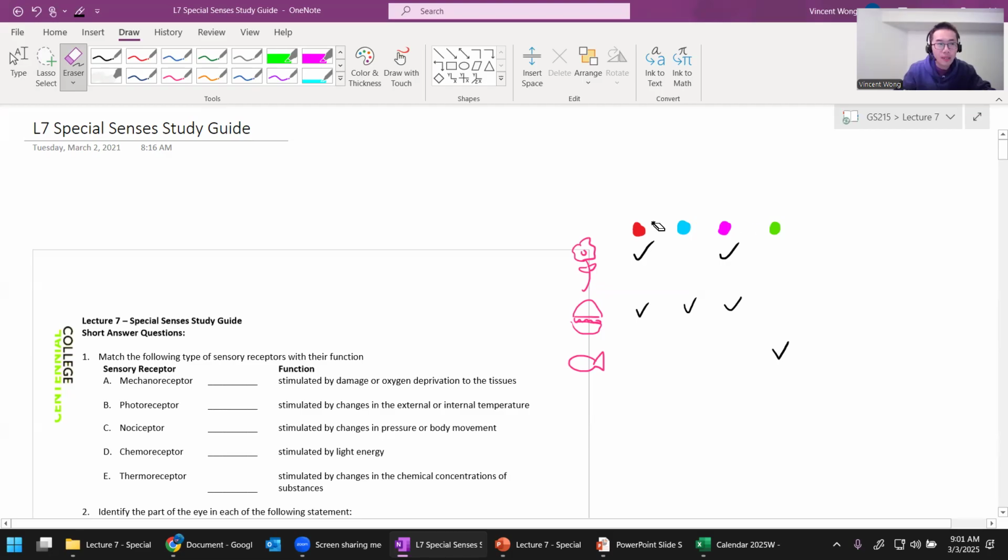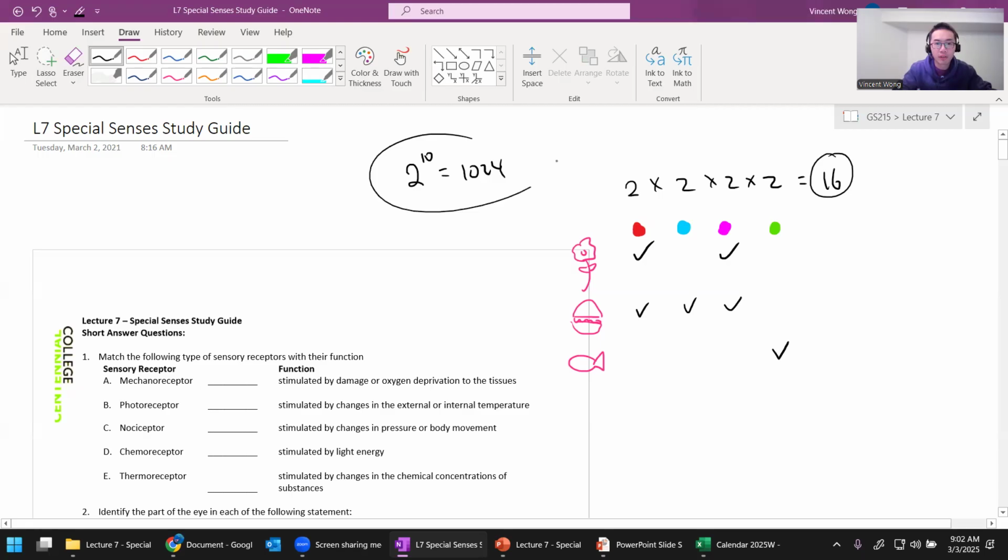So with four receptors, how many smells can you code for? Okay, so the red one, you can either turn it on or off. That's two choices. Same thing for the blue. So each one can be on or off. And if you multiply them together, that's going to be 16 different smells. Right? So of course you have more than four. And let's say you have 10 of these receptors in the nose. That's 2 to the 10 different smells, 1,024 different smells.